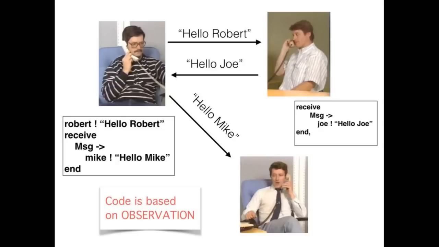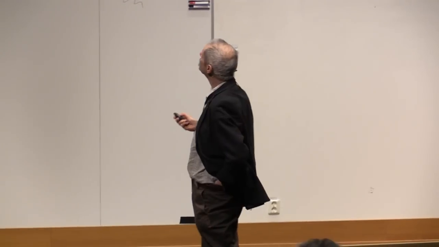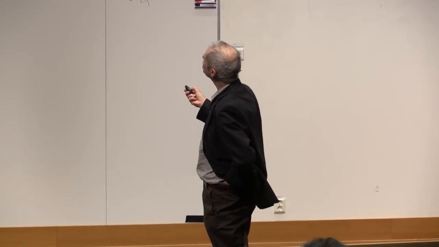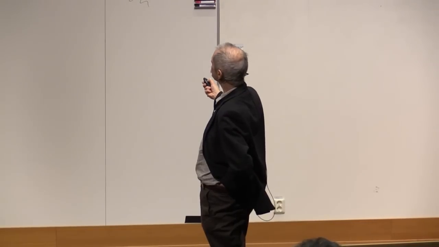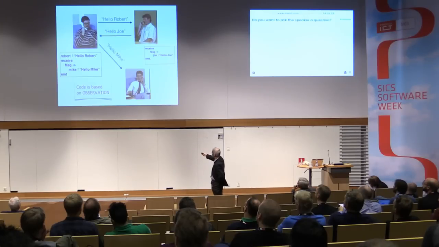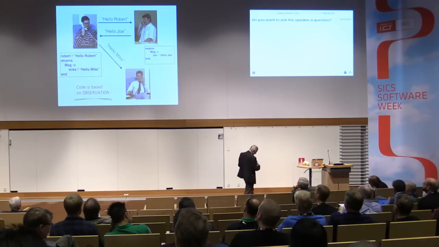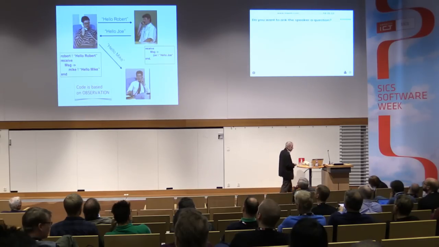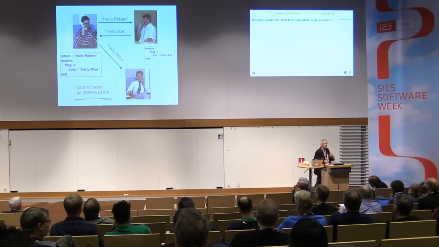And if you wanted to turn that into some program code, you can just map it. We start here, hello, Robert. So Robert, bang, hello, Robert. Robert receives a message, and then he sends Joe, hello, Joe. Joe receives a message, which is here, says hello, Mike. And we base that on observation. So the code here is pretty much isomorphic to what we have observed.